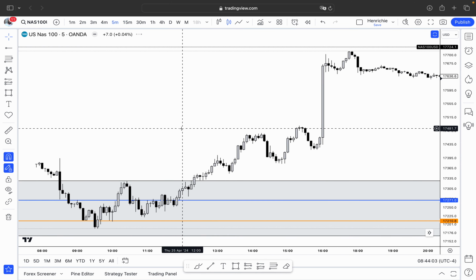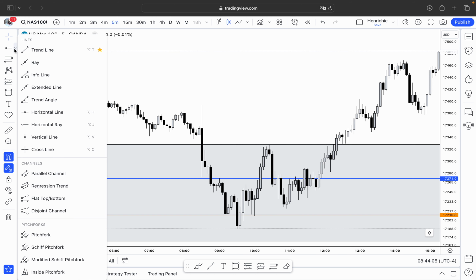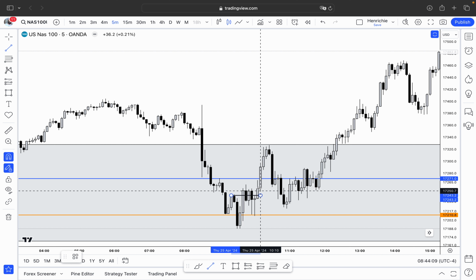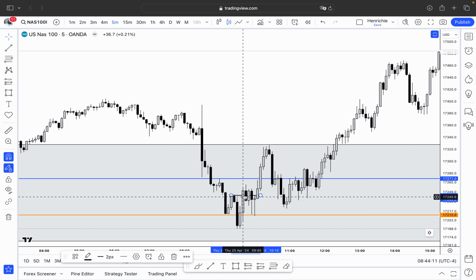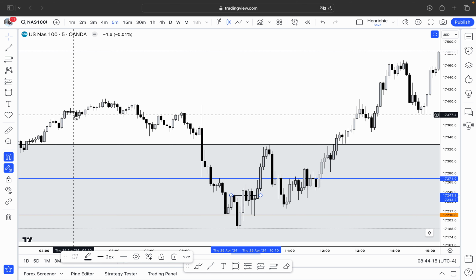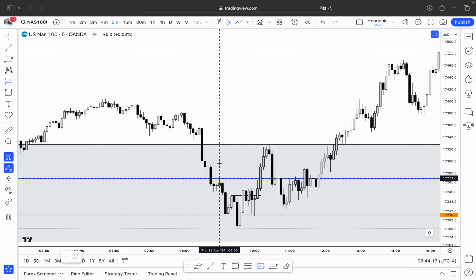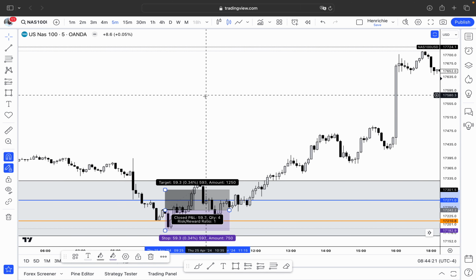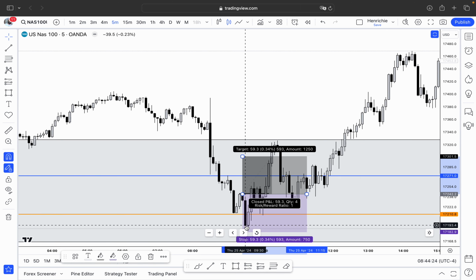All I want to see is a 5 minutes break of structure. And right here, you can see very nicely price created a high, created a low, and then it broke structure. The moment it broke structure right here, two places I place entries. First entry is the high right here. First entry, the high, and then 2 pips below this low is going to be the stop loss.